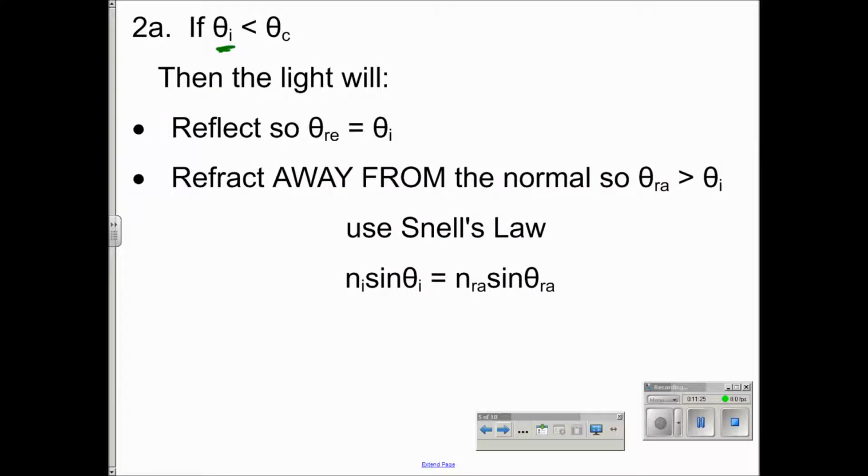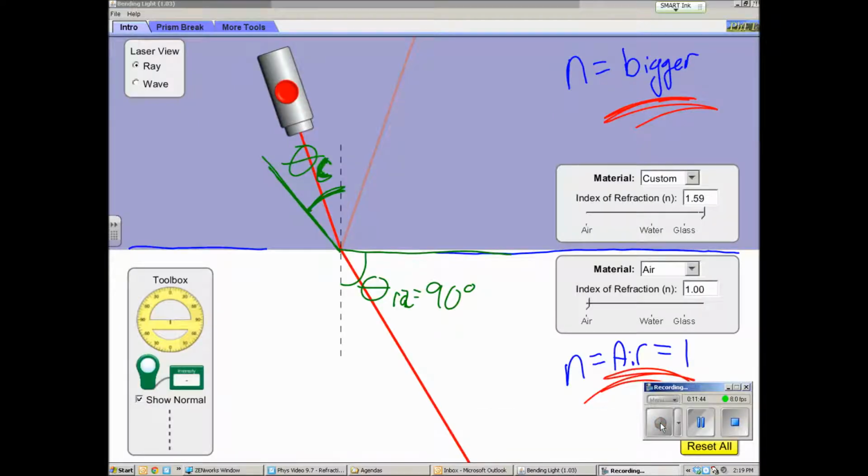If your angle of incidence is less than your critical angle, then the light reflects, just like always, and it refracts away from the normal, so that now your angle of refraction is bigger than your angle of incidence. And again, you use Snell's law just like normal. So that, what I just underlined, would be this. And you can see here that here's my critical angle, and my angle of incidence is smaller than my critical angle.